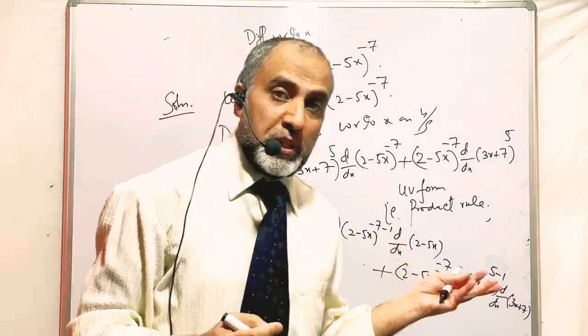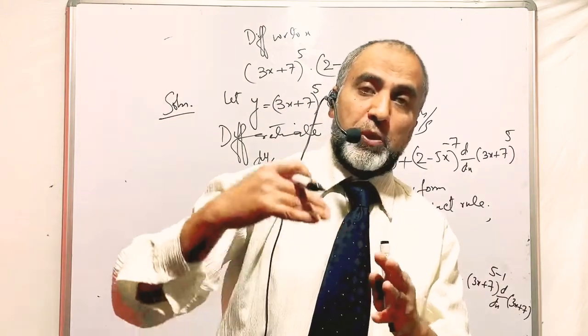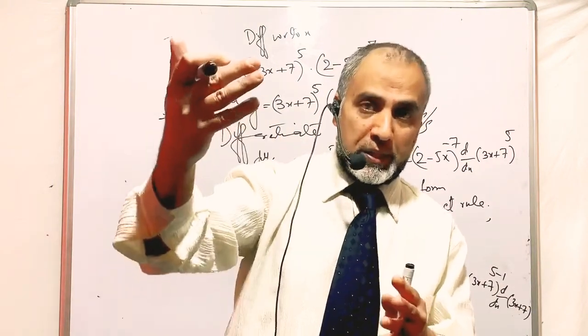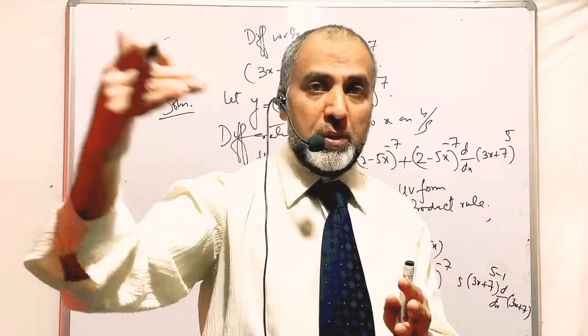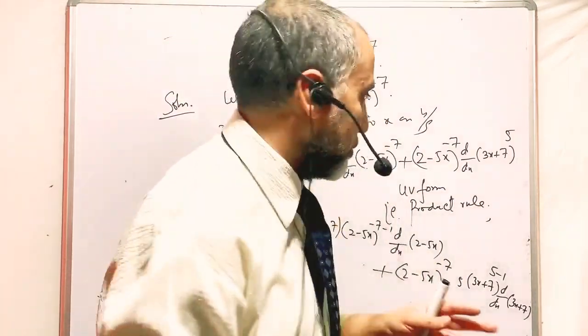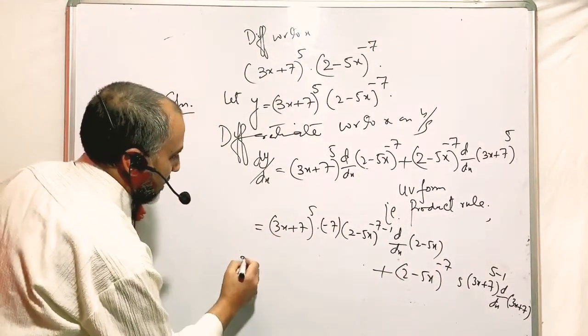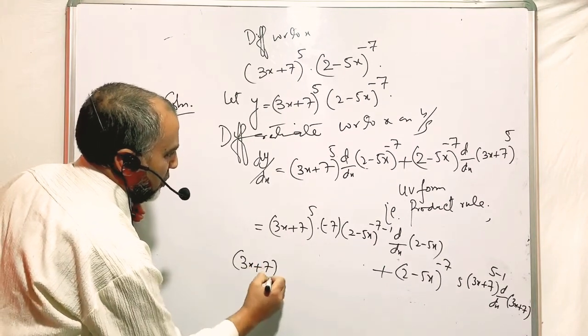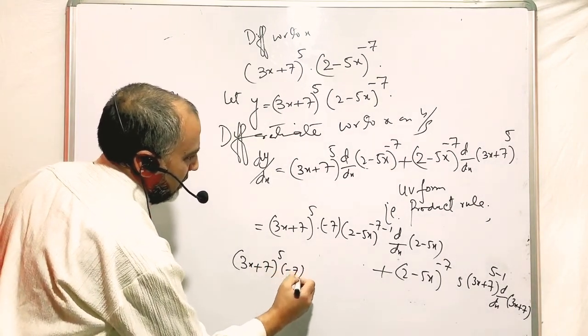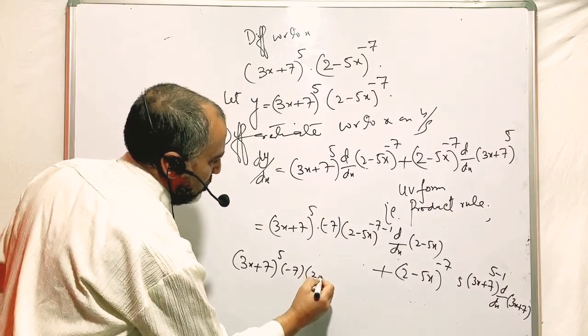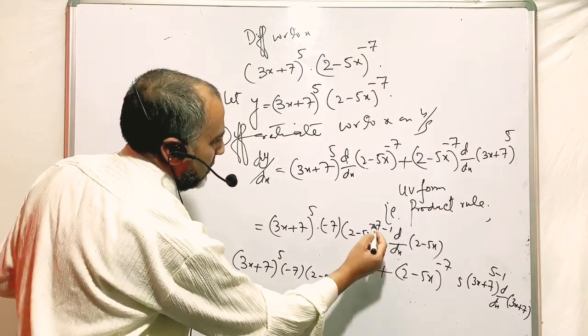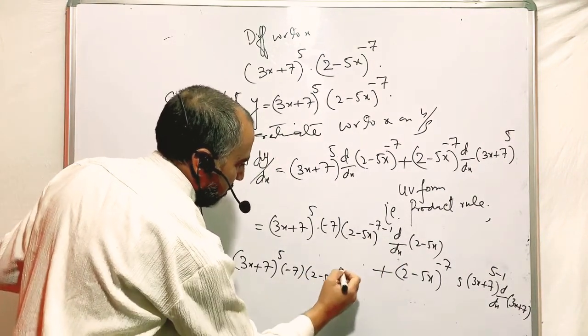Okay, I'll remind you once again, this is of the type function raised power n. Its differential coefficient is n into function raised power n minus 1 into derivative of the function. Next step is 3x plus 7 raised power 5 minus 7. Here tell me, it is 2 minus 5x raised power. Yes, you're right. It is minus 8.